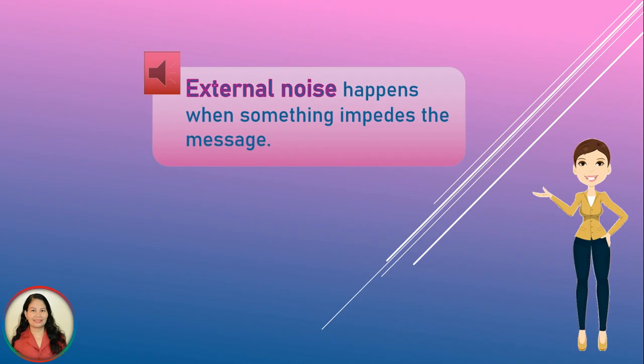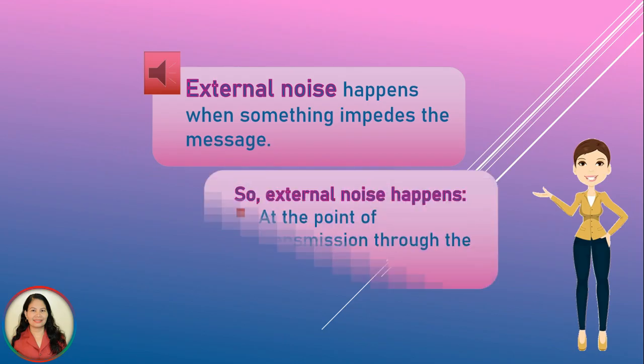Second, external noise. External noise happens when something impedes the message, like at the point of transmission through the channel. For example, when we're having a conversation by a busy highway and the receiver is having trouble hearing over the sound of cars. One of the key goals for people who use this theory is to identify the causes of noise and try to minimize them to improve the quality of the message.